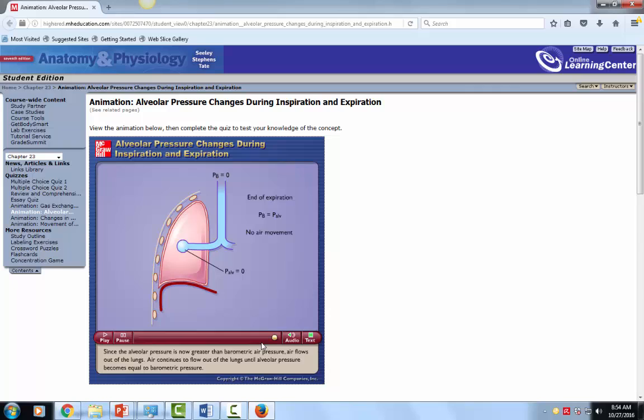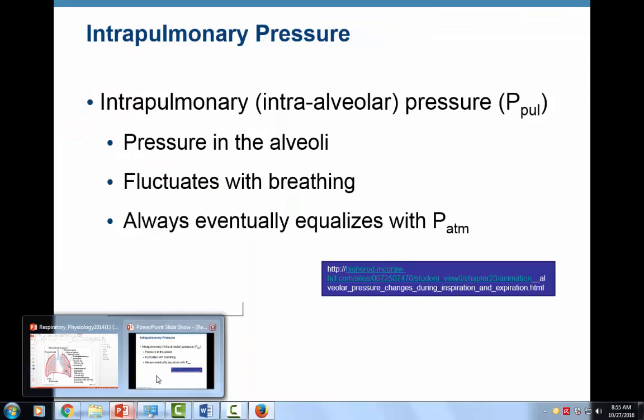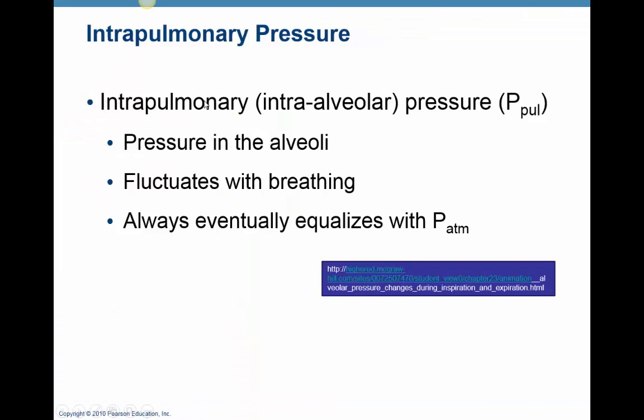So going back to our PowerPoint then, this intrapulmonary pressure, the pressure inside the alveoli, changes with breathing. Again, it becomes lower during inspiration, higher during expiration, and air automatically flows.